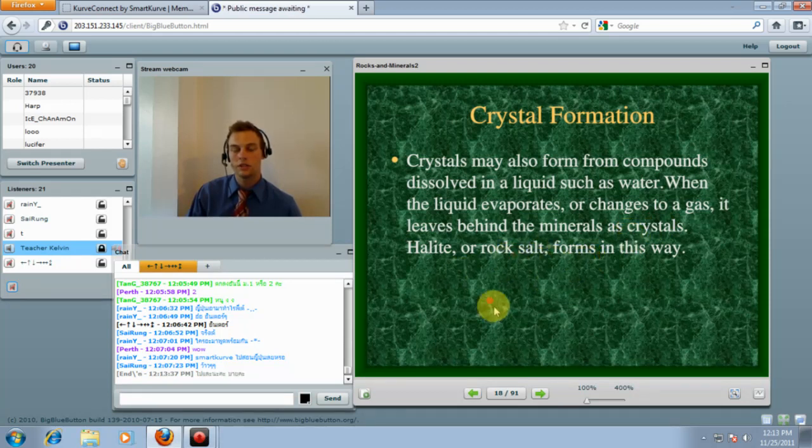Rock salt is a perfect example. This is a chloride compound that's left behind when you evaporate water, and it has a crystal structure. It's inorganic, which means it's not living, and it's a compound, so it's a mineral.